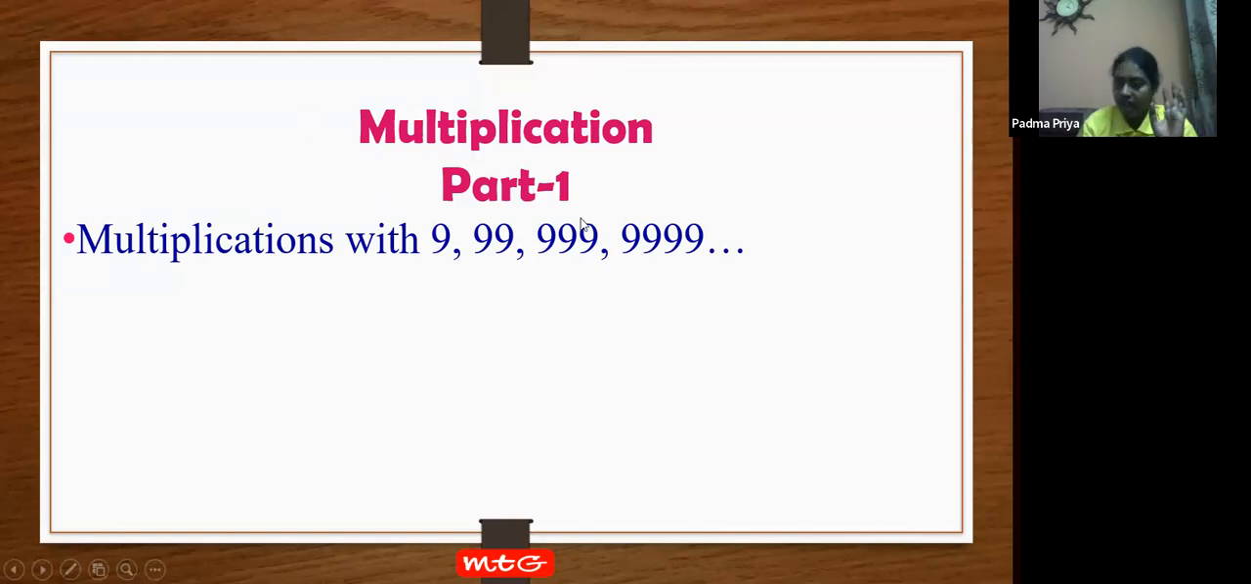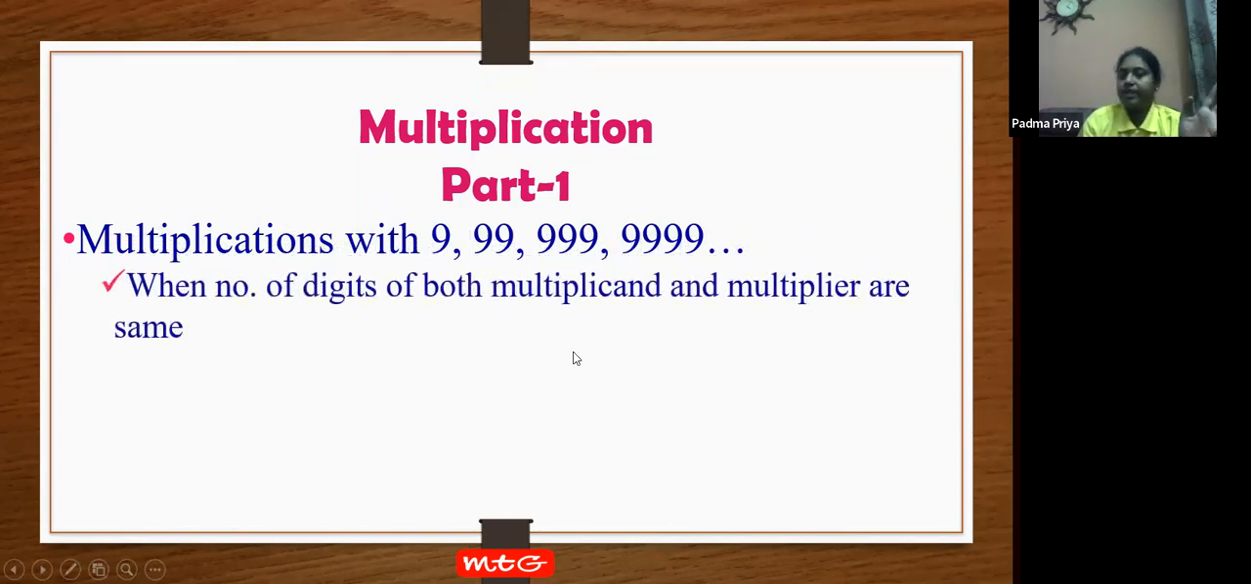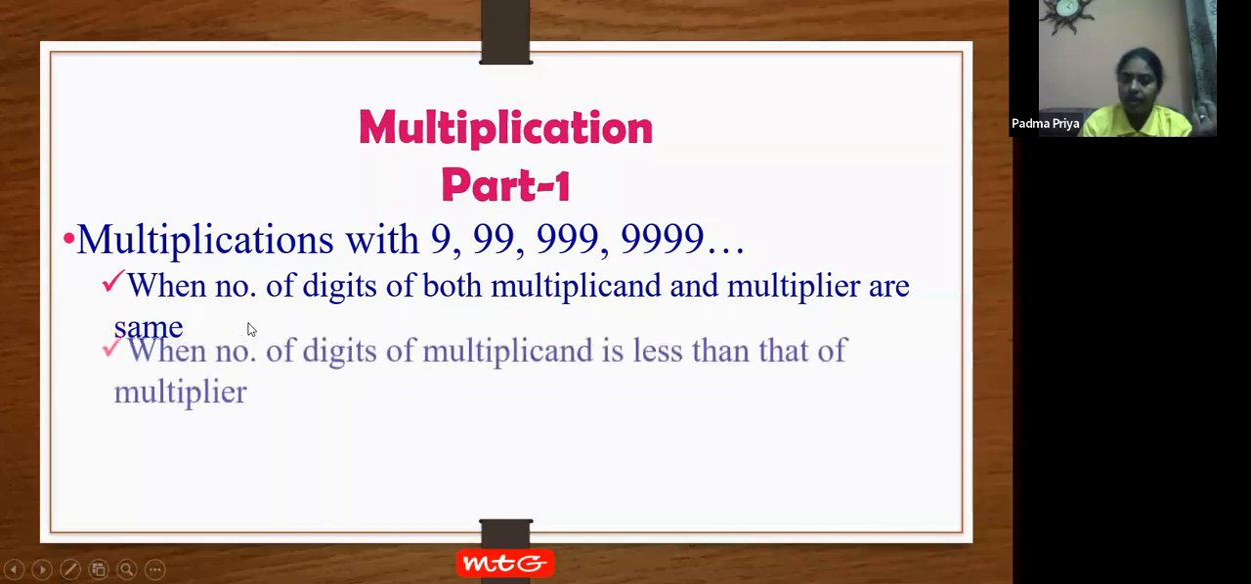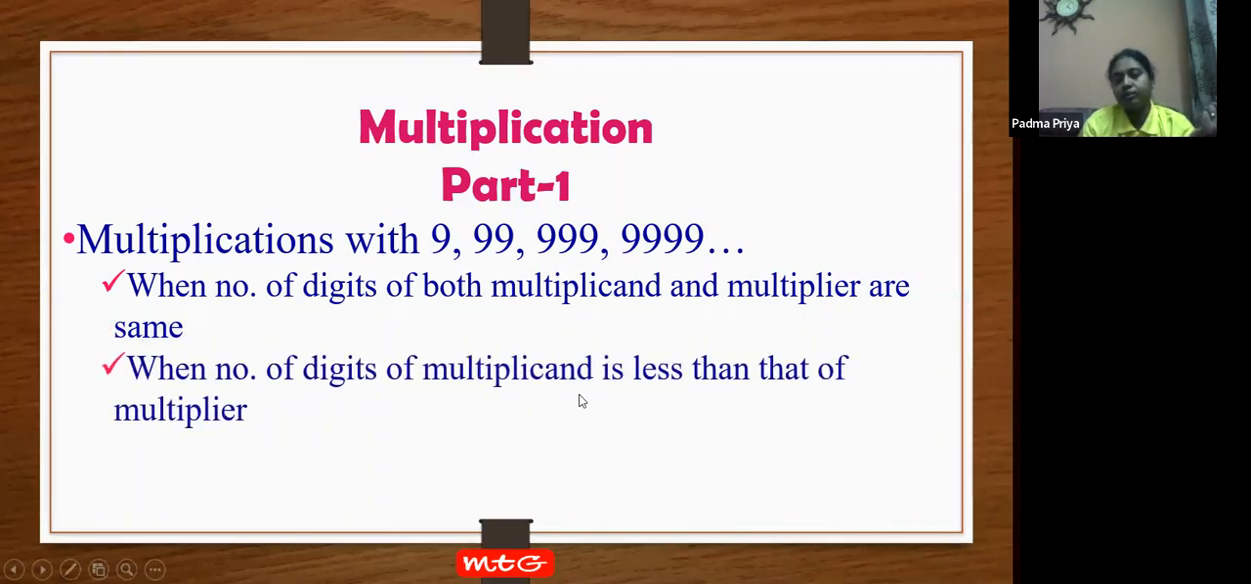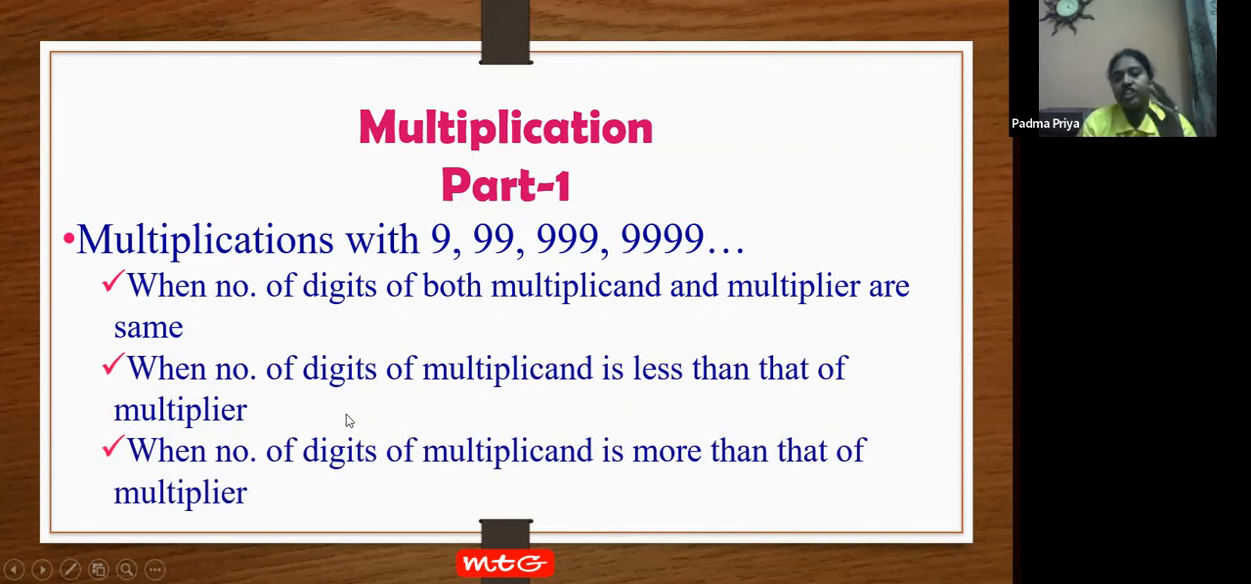Even a child of class 1 or class 2 who doesn't know multiplication tables can do this multiplication, because we are not using any multiplications here. We will do multiplications without using multiplication tables. And in that, there are three basic cases. First, when the number of digits of both multiplicand and multiplier are the same. The second case, when the number of digits of the multiplicand is less than that of the multiplier. The third case, when the number of digits of the multiplicand is more than that of the multiplier.